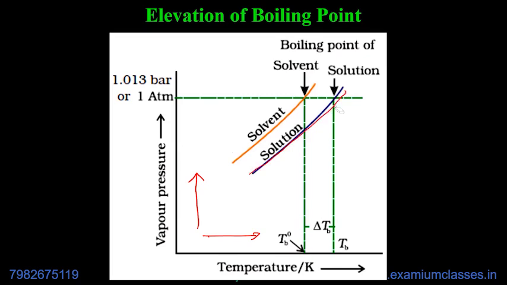Why? Now at higher temperature, TB, initially it was TB naught, pure solvent. TB naught is the boiling temperature of pure solvent. Now to attain the same 1 atm level, this graph will cut the 1 atm here. It means the temperature required will be greater than TB naught, and that is denoted by delta TB. So delta TB, the increase in boiling point, will be TB minus TB naught.